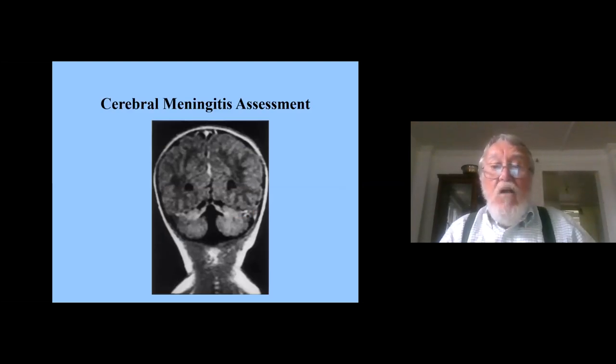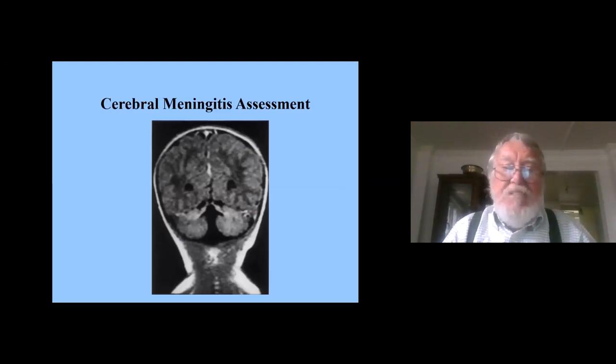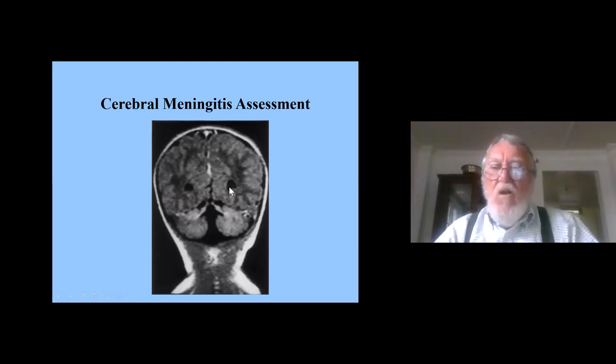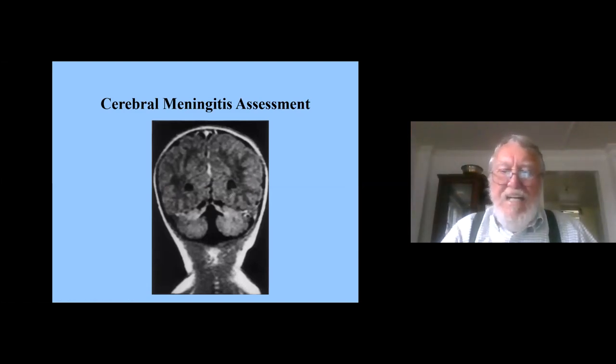And here, let's look at cerebral meningitis, basically looking at the brain. And what you can basically see here is two very horrible holes being eaten in the brain because of cerebral meningitis on the outer layers of the cortex. Okay? And that is the end of this particular lecture.